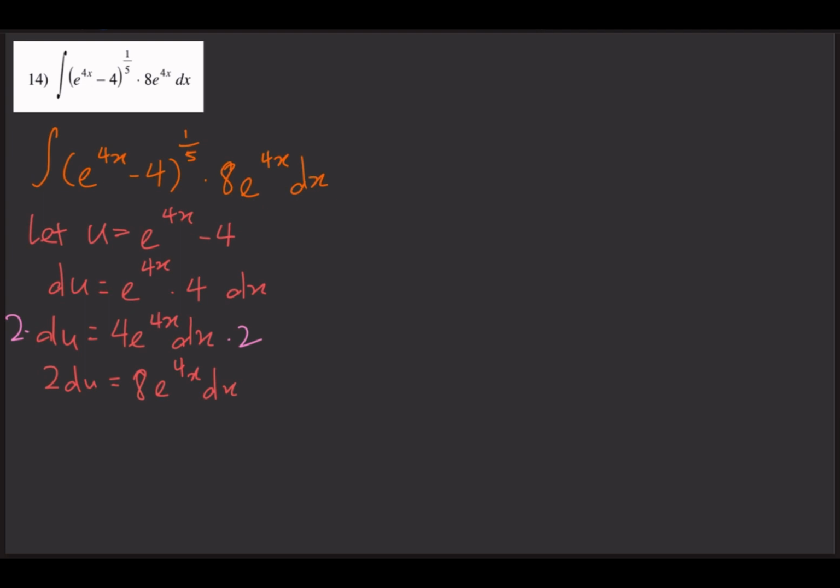Now back to the other side. Okay, 2 du, remember we have the integral of, we have substituted u for e^(4x) minus 4, so we get u^(1/5) multiplied by 2 du, and we can always take the 2 out, equal to 2 times the integral of u^(1/5) du. And as always, it's very simple from here. Just use the basic power rule. Equal 2 multiplied by u^(6/5), because 1/5 plus 1 is 6/5, divided by 6/5, plus c.